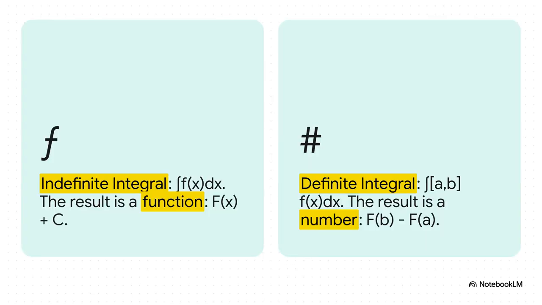This slide is super important because it clears up a really common point of confusion. Let's look at them side by side. On the left, the indefinite integral has no limits, and its answer is a function, f of x plus c. On the right, the definite integral does have limits, a and b. And its answer is a single number. Function versus number. That is the key difference right there.